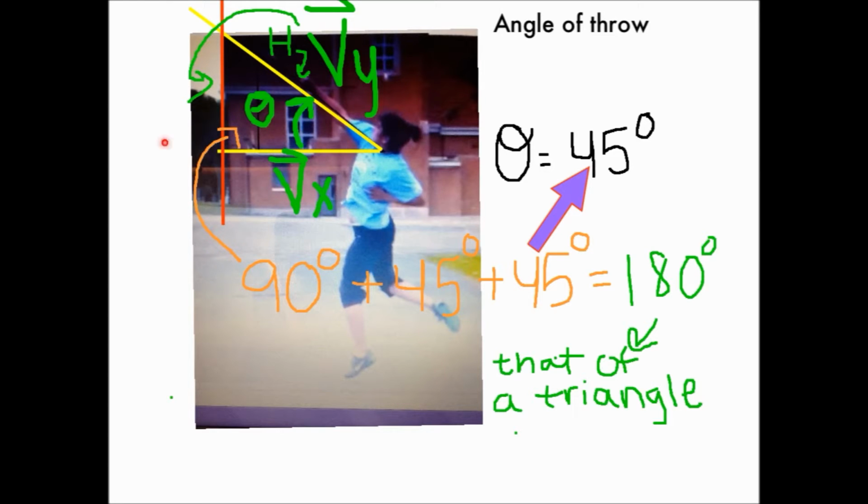When these two lines intersect, the vertical and the horizontal line, they make a perpendicular angle, which is 90 degrees, leaving us with each of these other angles being 45 degrees each. So 90 plus 45 plus 45 equals 180. 180 degrees equals that of a triangle. So theta in this type of equation will equal 45 degrees.